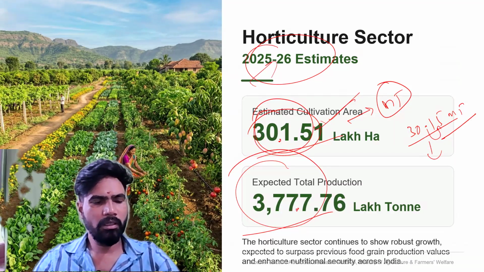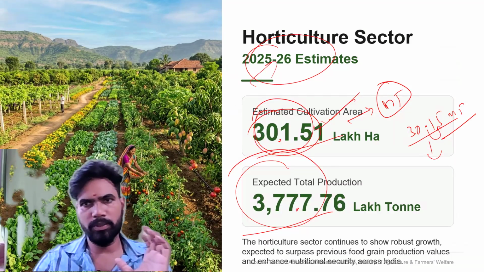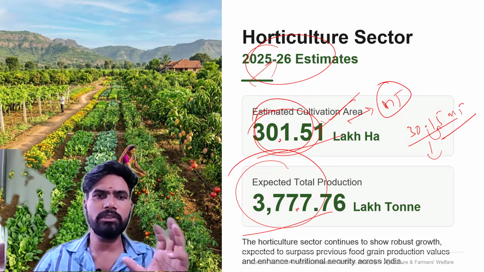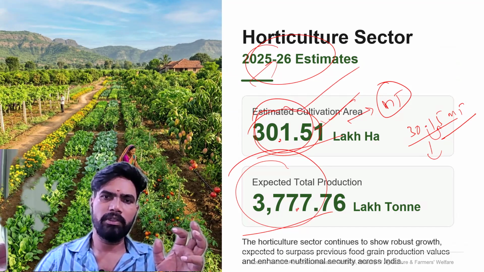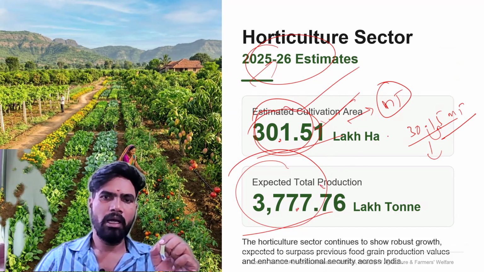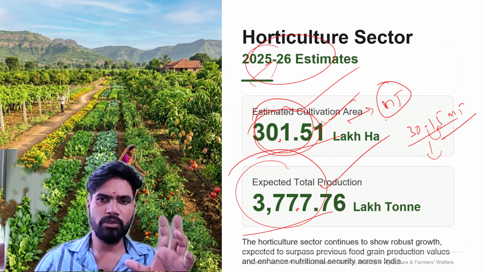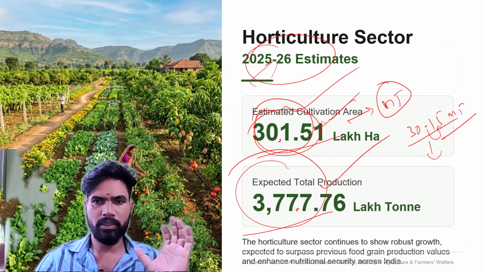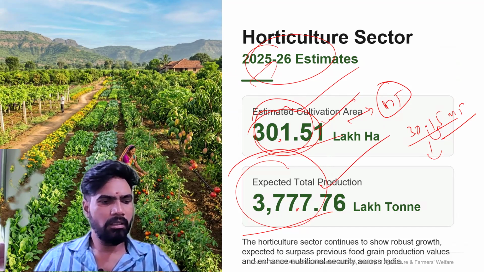This is the important information you have to remember. This data, first, area of cultivation for the entire horticulture, and the total production. These two things you have to remember. Very important.